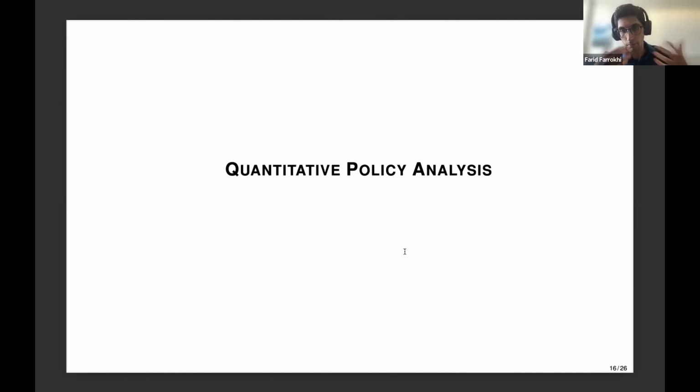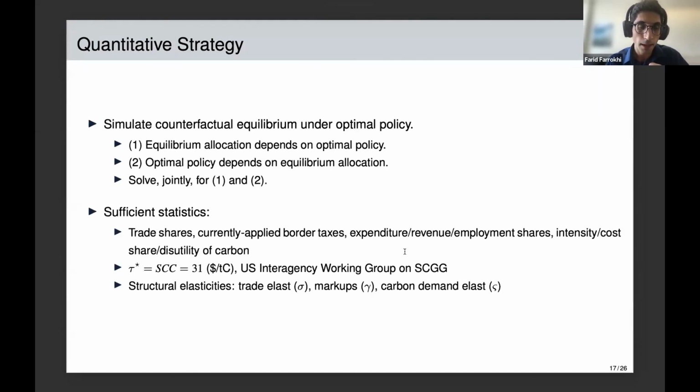Now, with these, we want to bring the model to policy analysis in a quantitative way. Let me just highlight one feature of this model, and we share this feature with other quantitative trade models with optimal policy formulas in general equilibrium: equilibrium prices and quantities depend on optimal policies or optimal taxes on the one hand. On the other hand, optimal taxes, as you might have already noticed, depend on equilibrium prices and quantities. So in order to solve the model, we should solve both of these together jointly.